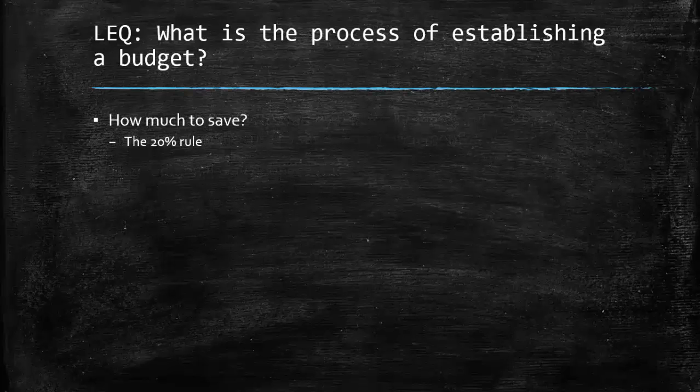Another common question is, how much should you save? Should I save $10 a month, $15 a month, $500? There is a general rule, and this is a general rule that any financial literacy expert will tell you, and it's the 20% rule. It basically means that whatever your average monthly income is, you should save 20% of that number. So let me say that again. Whatever your average monthly income is, you should save 20% of that number.